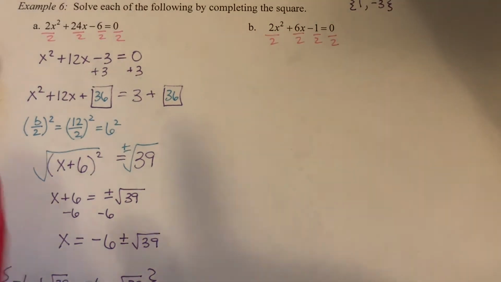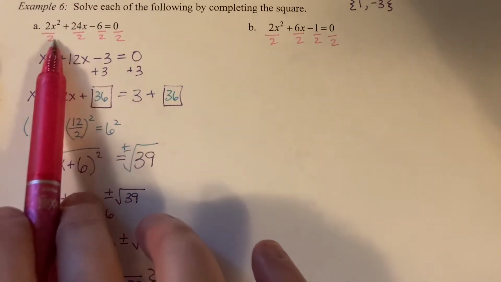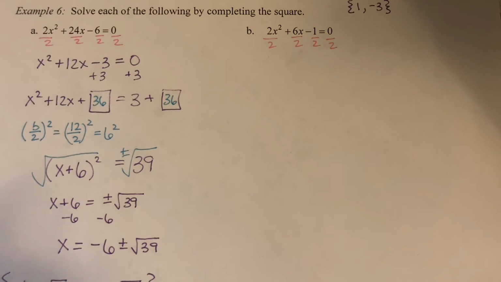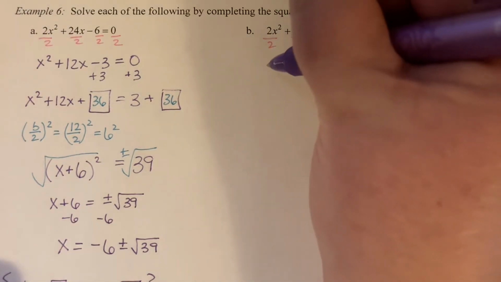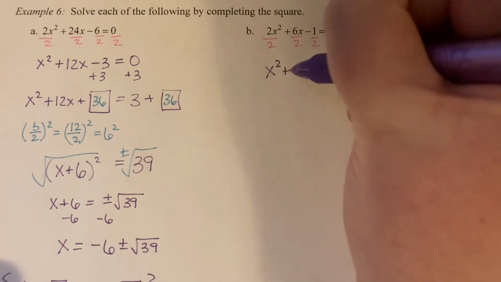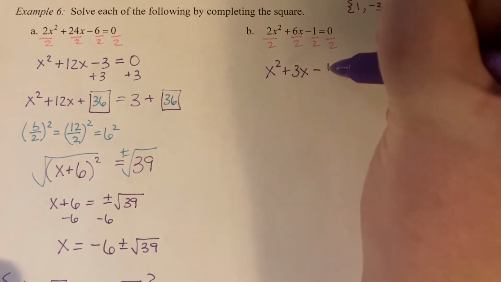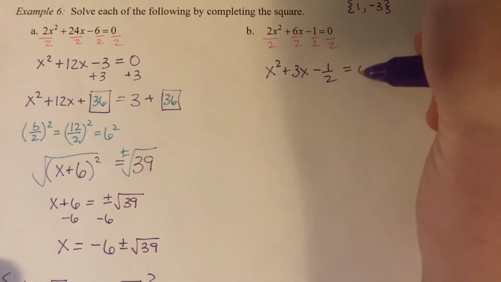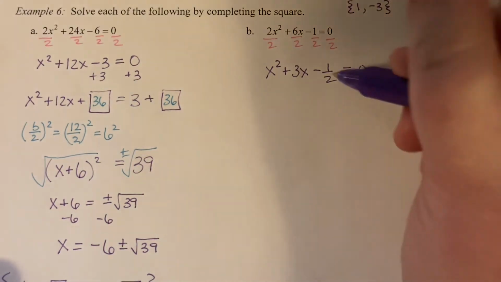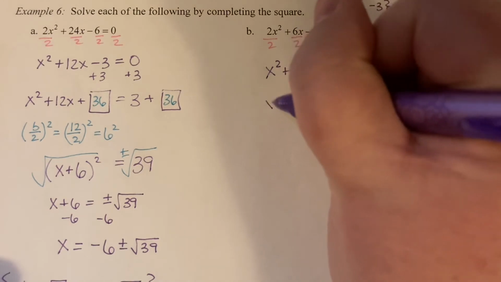Now, these previous two examples were sort of nice because everything divided evenly, but it doesn't really matter whether it divides evenly or not. We need to have that leading coefficient be a 1. So what I mean by not dividing evenly is I have a 1/2 here. So what? We like fractions, that's fine. So I'm going to add 1/2 to the other side.